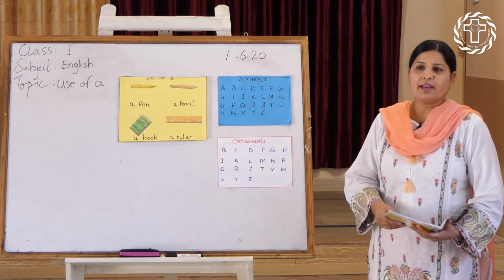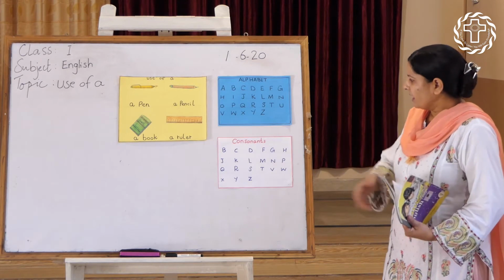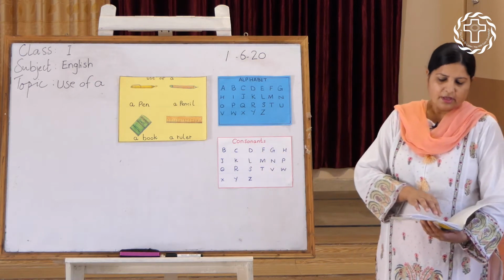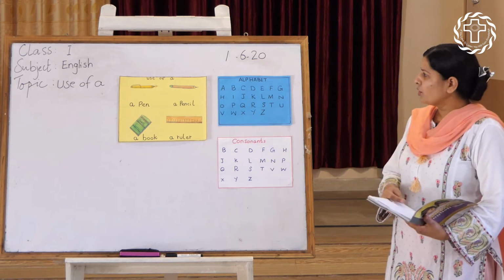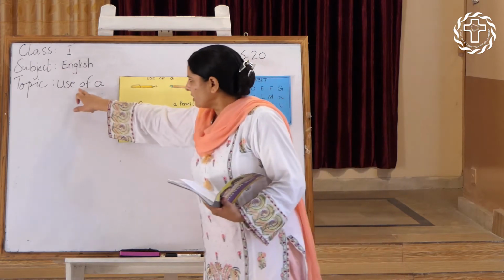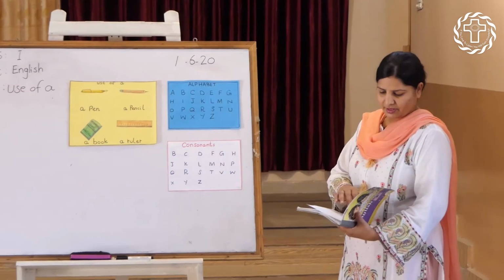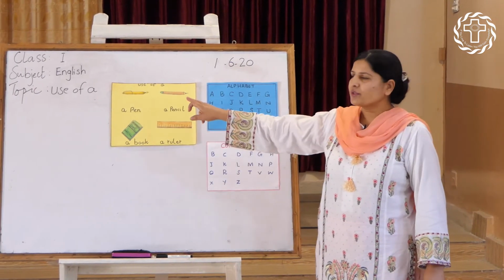There are 21 letters that are called consonants, and these are consonants. They have their own sounds. Today we are going to learn about the use of A.